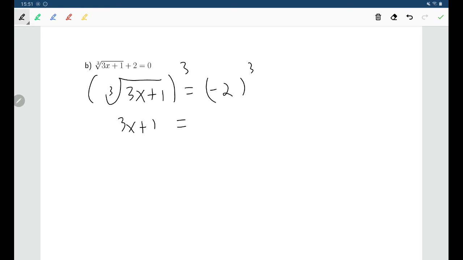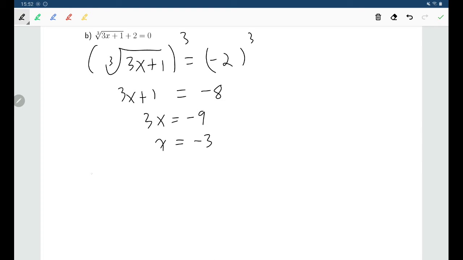So on the left side, the root is now gone. And on the right side, negative 2 cubed, that's negative 8. And now at that point, it's just a matter of doing a little quick algebra to solve for x. And for this, if you want to check the solutions, you certainly can. You can check to see whether, if you put in negative 3 on the left side, does it make the left side and the right side of the equation equal to each other?